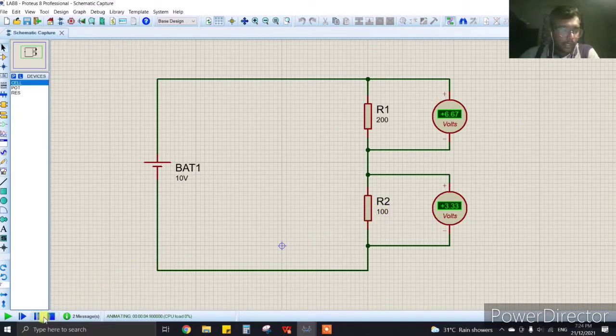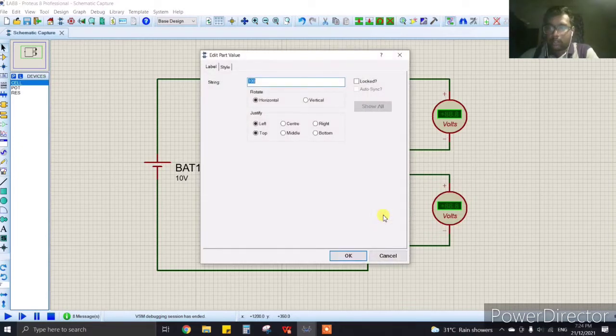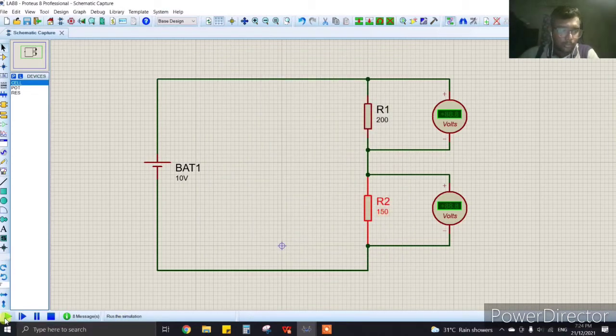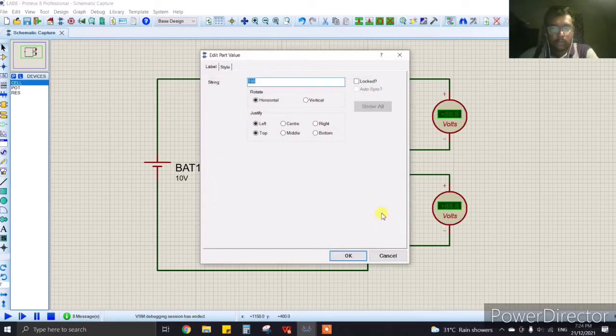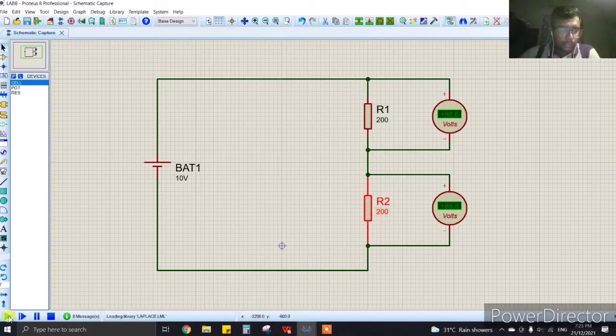So let's use load 2 and look into the simulated value. For the second load, which is 200 ohm for R1 and 150 ohm for R2, let's simulate this, and this is the voltage that we have obtained. For R1 is 5.71 volt, for R2 is 4.29 volt. So let's look into load 3, which is 200 ohm for R1 and 200 ohm for R2. Let's simulate. As you can see, we obtained 5 volt for R1 and 5 volt for R2.